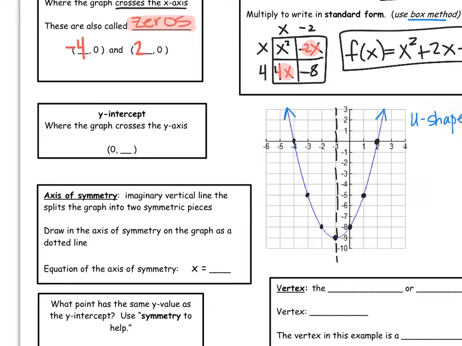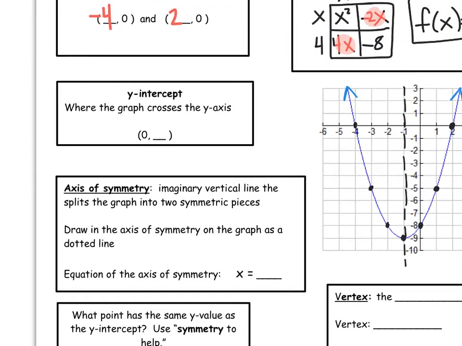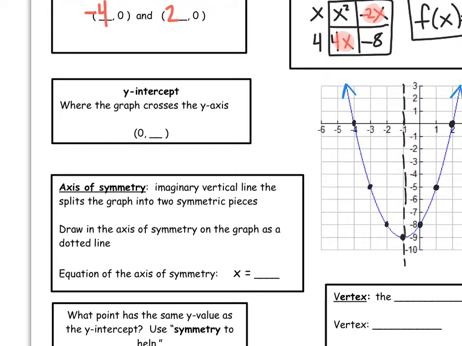Alright, let's go down right to the y-intercept. The y-intercept is the same thing, except we're talking about the y-axis. So look over at your graph. This is the y-axis. My graph crosses the y-axis right here at 0, negative 8. One thing to note is it's very important where this 0 goes. X-intercept, I know the x value. Y-intercept, I know the y value.